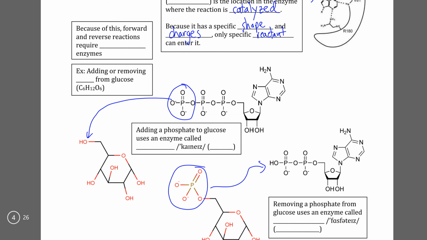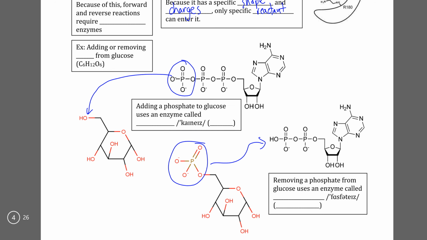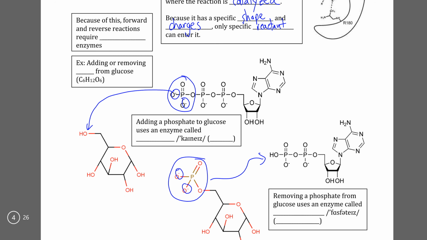Obviously, you can see that the structure of the reactants and the products are very different from each other. Not just the structure, but also the charges. Remember that phosphate has negative charges. So, in the reverse reaction, glucose, the most common sugar in the body, would actually have a negative charge, but in the forward reaction, it would not.